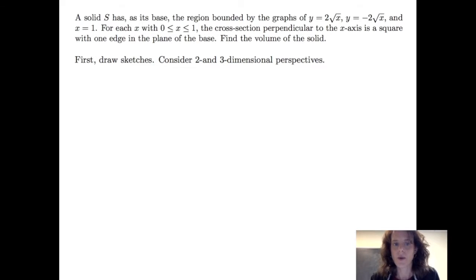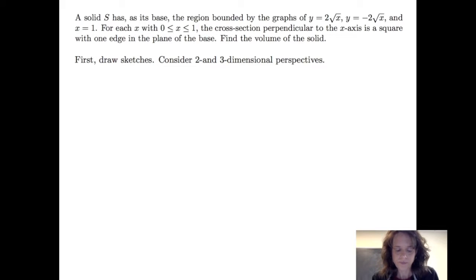The first thing that we want to do in any of these problems is to draw sketches. We want to consider 2- and 3-dimensional perspectives. It's very important to practice drawing these sketches. It does take time and practice to acquire that skill. So for each example that we pursue in this video and other videos, I want you to pause the video and actually sketch what the region is and what the 3-dimensional solid that results would be.